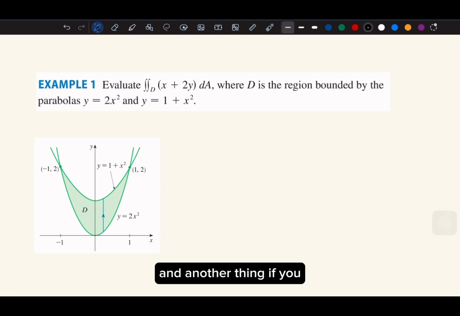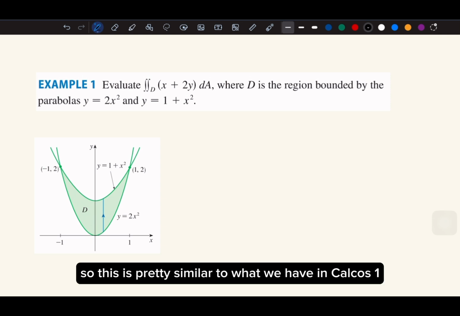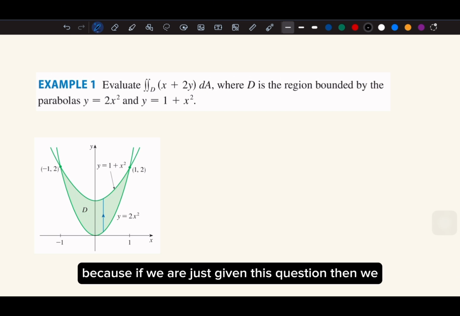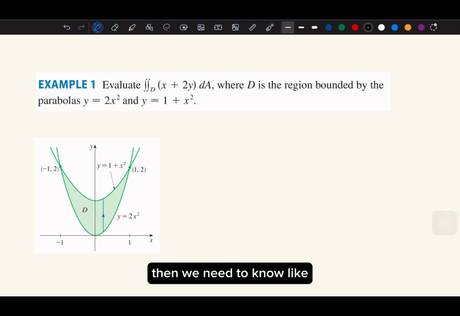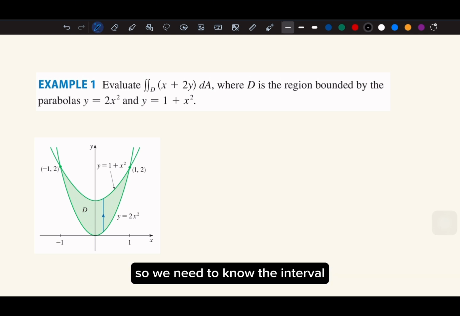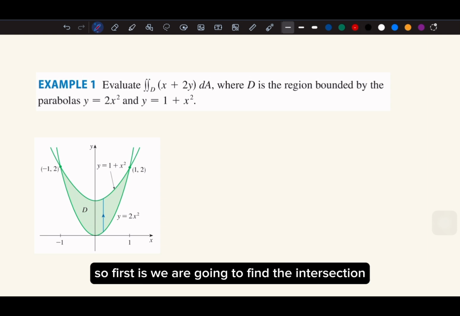Another thing, it's pretty similar to what we have in calculus 1, especially the area between curves. The important thing in calculus 1, when you deal with this kind of area, is finding the intersection here. Because if we are just given this question, we need to know how to integrate if we don't know the interval. So we need to know the interval. To know the interval, we need to find this intersection. So let me write here. First, we are going to find the intersection.